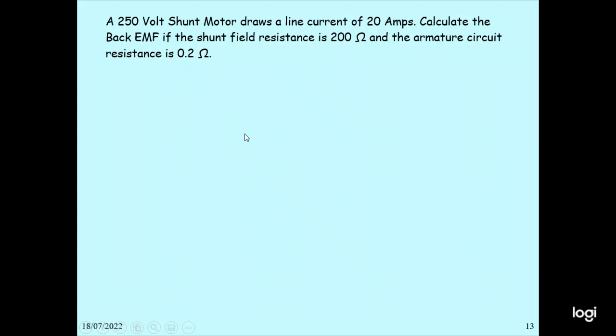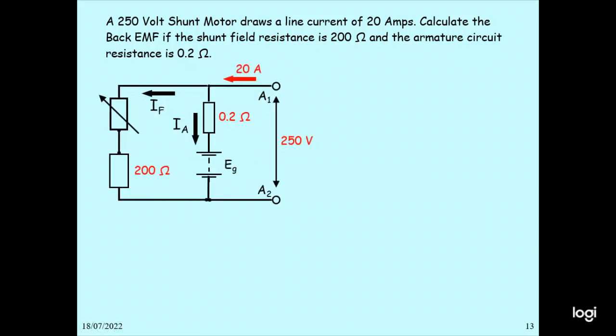We have to calculate the back EMF of a 250 volt shunt motor that draws a line current of 20 ampere. The shunt field resistance is 200 ohm and the armature circuit resistance is 0.2 ohm. This is the connection of the shunt motor.